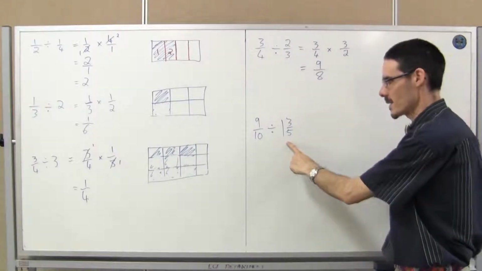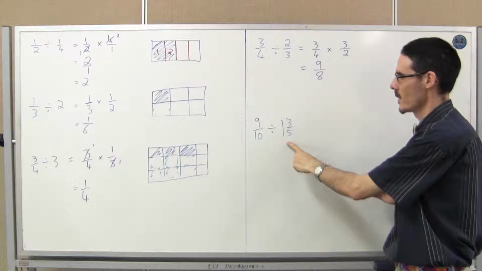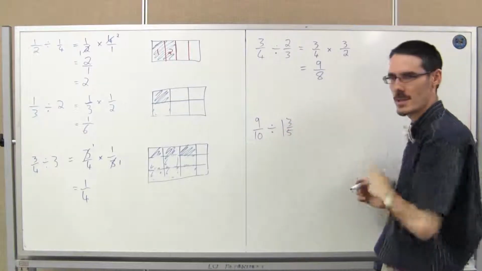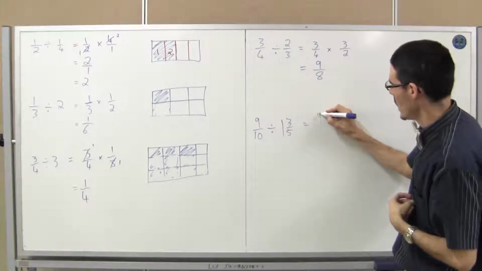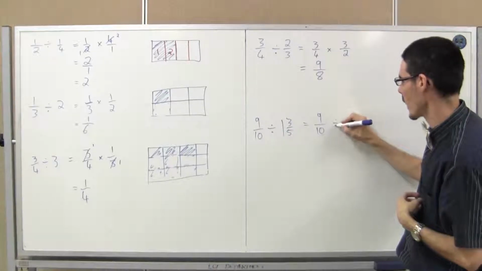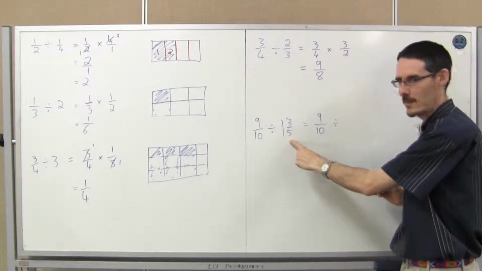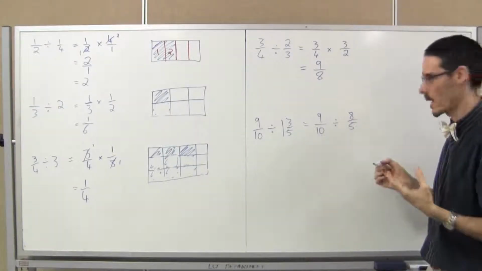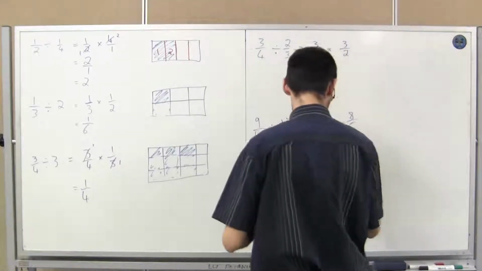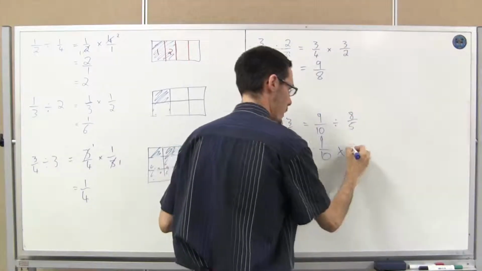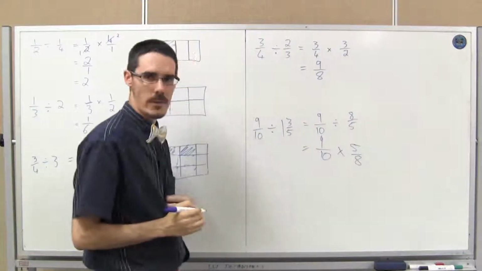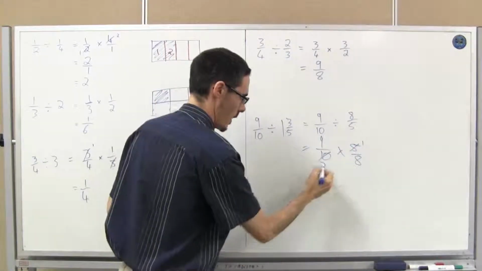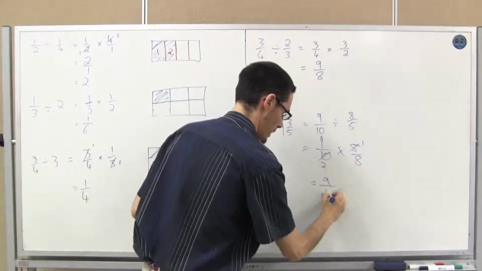Okay, 9/10 divided by 1 3/5. This time I have a mixed number. I'd better turn it into an improper fraction before I try turning it upside down. 1 whole is 5/5 plus 3 makes 8/5. Okay, now 9/10 multiplied by the reciprocal, look for common factors, divided by 5, divided by 5, and I've got 9 out of 16.